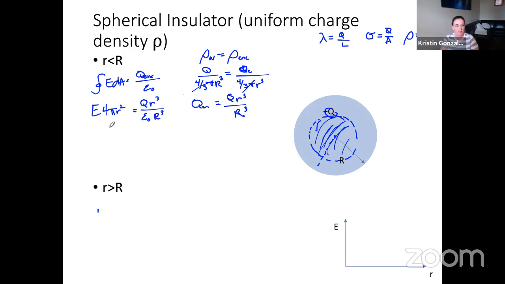Okay, if we solve here, I'm going to divide by my 4 pi r squared, so I can cancel out the cubed with the r squared here. And so I get that E is equal to Q over 4 pi epsilon naught, times r over big R cubed.